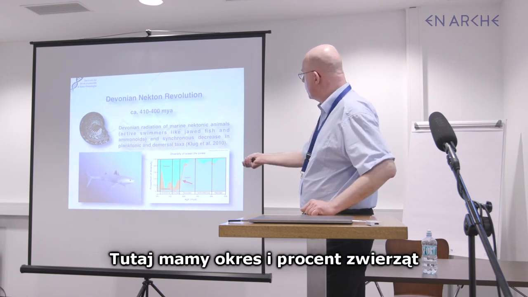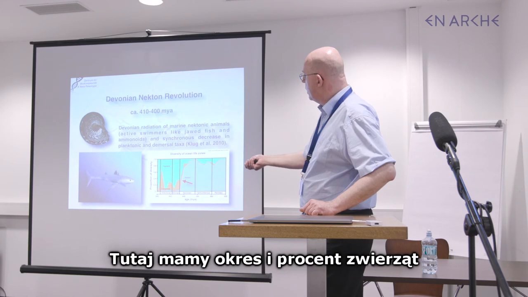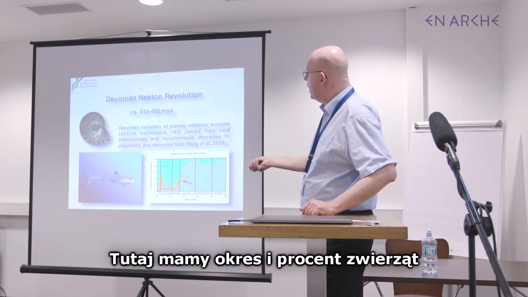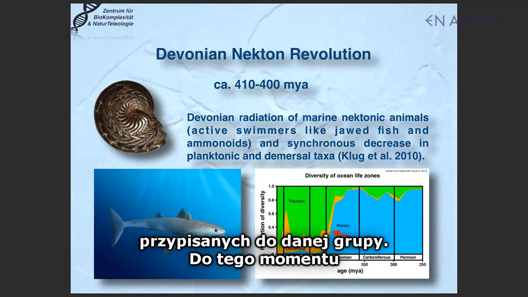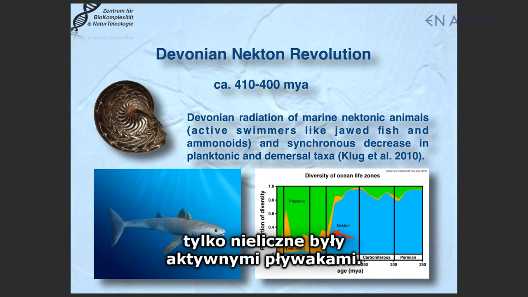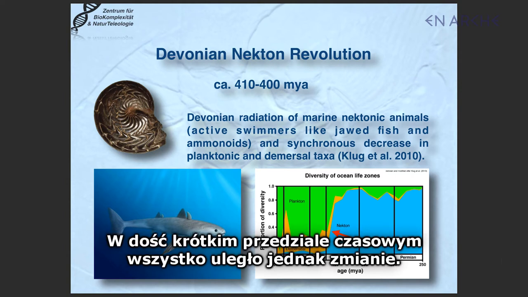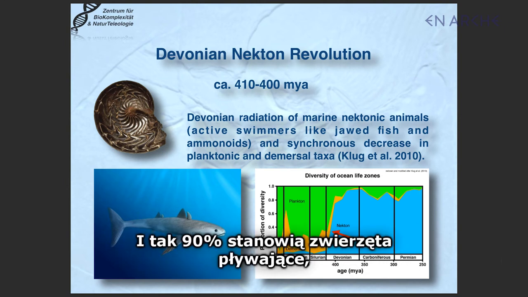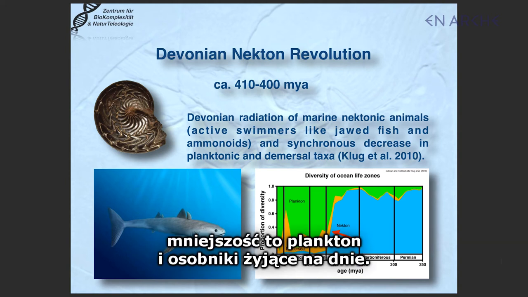And what you see here is a time axis, and here the percentage of marine life according to their lifestyle. So you see, until this point in time, the majority was planktonic, the rest was living confined to the ground, demersal, but only very few were active swimmers. And then within a 10 million year window of time, you have reversed this complete thing, and 90% of the diversity is active swimmers, and only the minority are still planktonic or demersal.